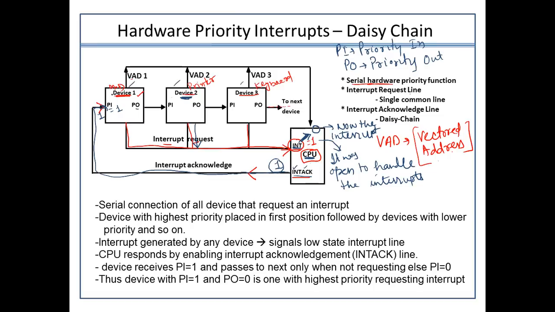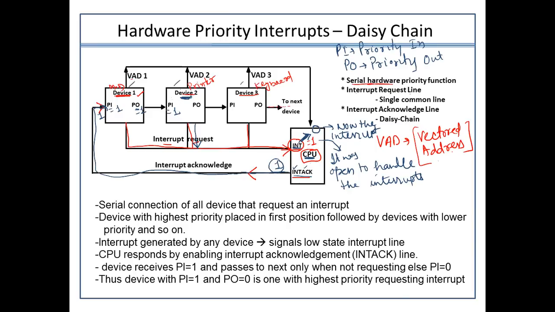But this device has not sent the request. Device 1 has the highest priority. It will always check serially, starting from the very first device. Since this one has not sent the request, it will not respond to anything. So this PO will remain 1 and it will pass this value on to the next device. Now as soon as it reaches device 2, the PI is equal to 1 here also. Priority in is equal to 1.